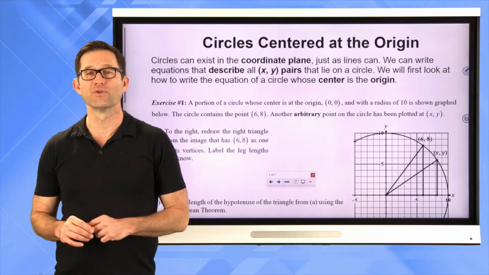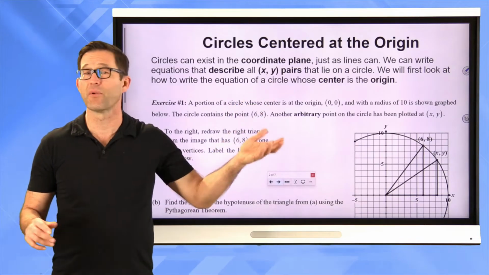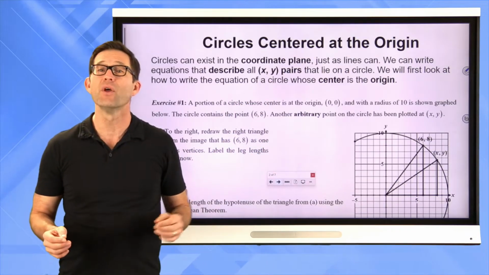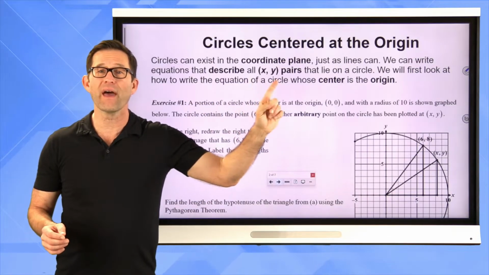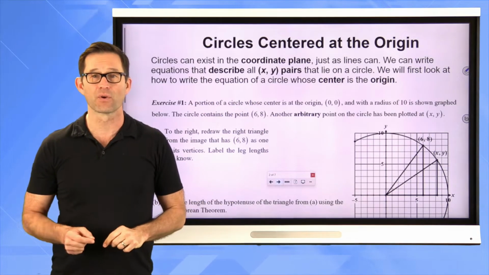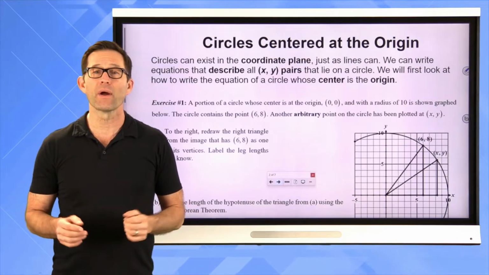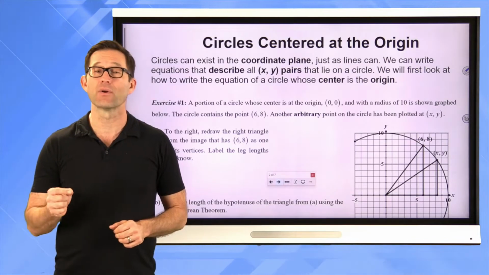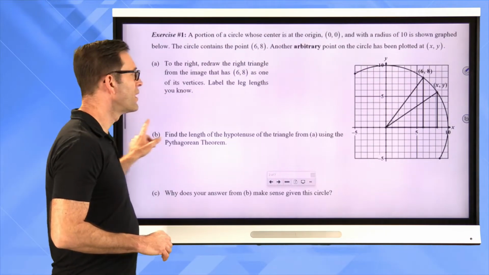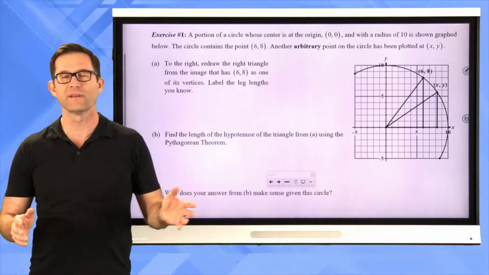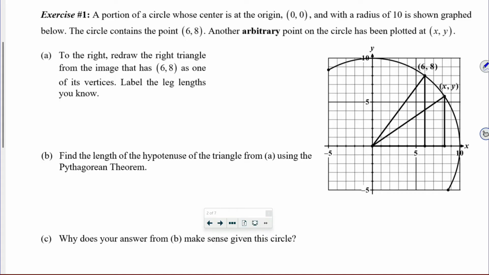Circles centered at the origin. Now circles can exist in the coordinate plane. Obviously they can, just as lines can. We can write equations that describe all the xy pairs that lie on a circle. We will first look at how to write the equation of a circle whose center is at the origin. That's a good place to start, those are going to be the simplest of circles. Let's take a look at exercise number 1.